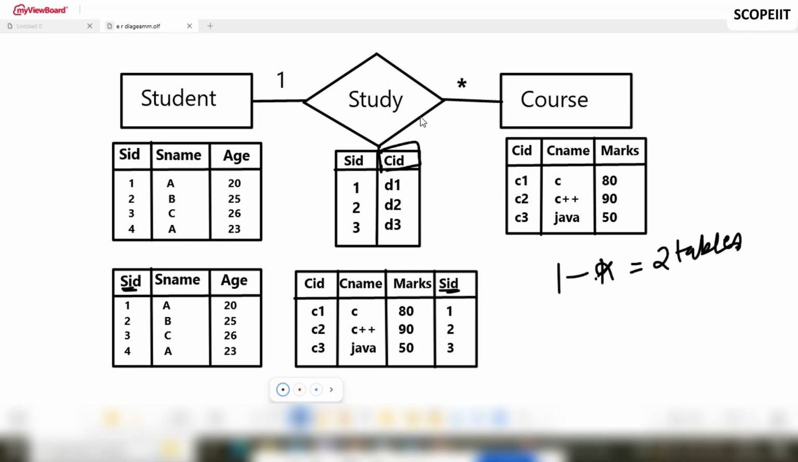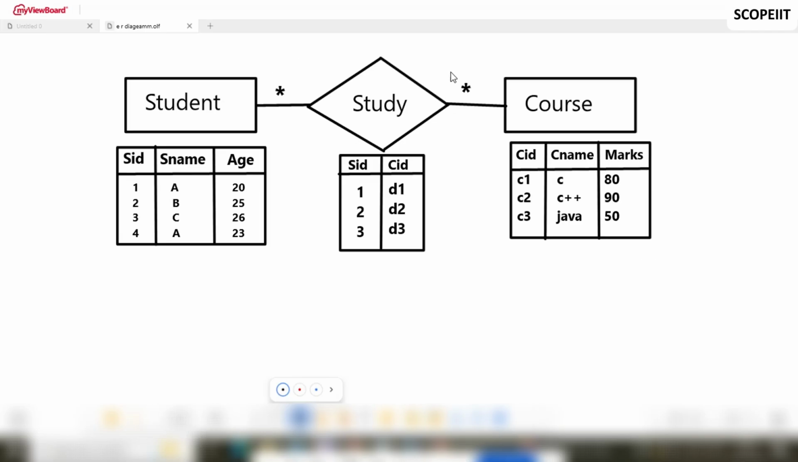Similarly, if it is many to one, same question: suppose many students study one course. Suppose it is many to one. So in that case, what will be the primary key? Always the many side is the primary key. So in that case, your SID will be the primary key. So this table will be as it is. Now here, your CID will be added. Got it? Like this way. Next.